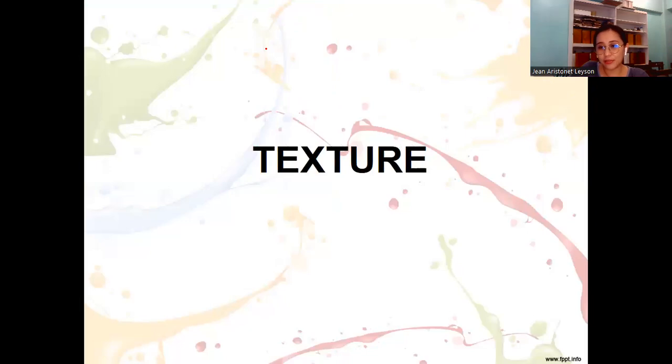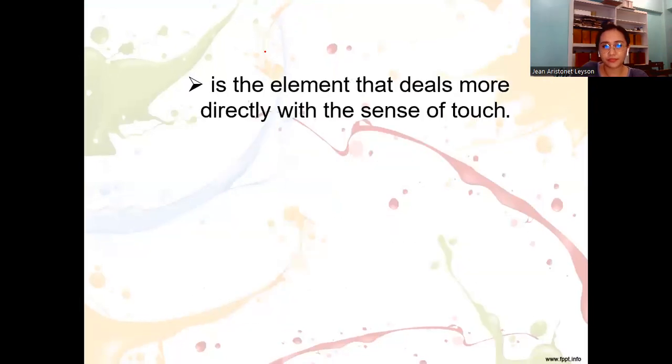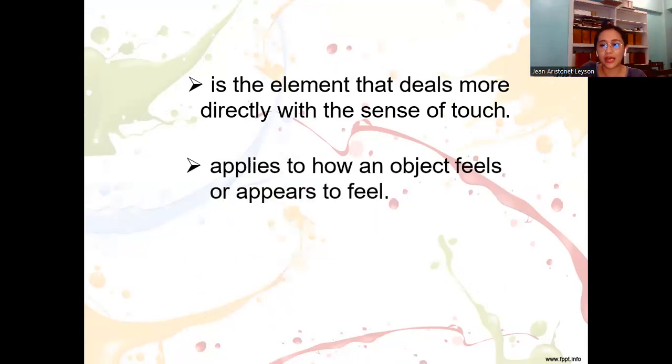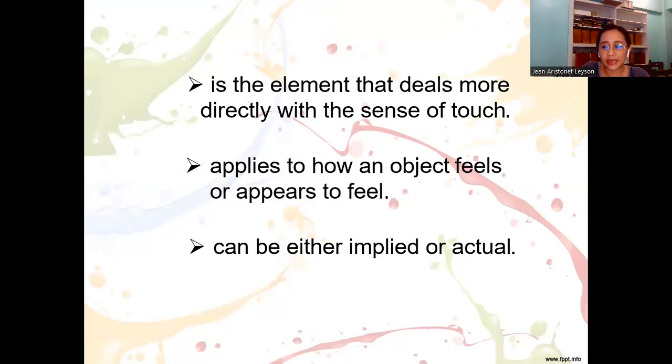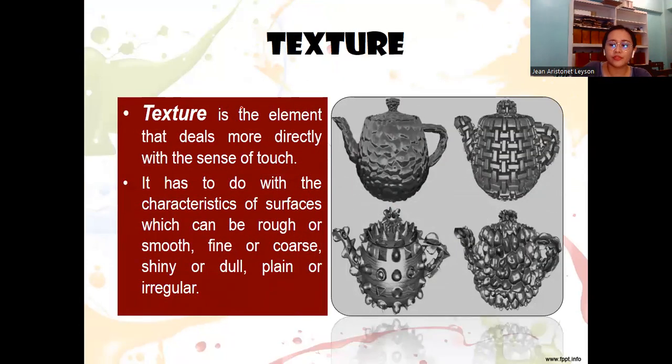Next, we have the element texture. It is the element that deals more directly with the sense of touch. So we can feel that one with our skin, with our hands. It applies to how an object feels or appears to feel, and can be either implied or actual. It has to do with the characteristics of surfaces, which can be rough or smooth, fine or coarse, shiny or dull, plain or irregular.